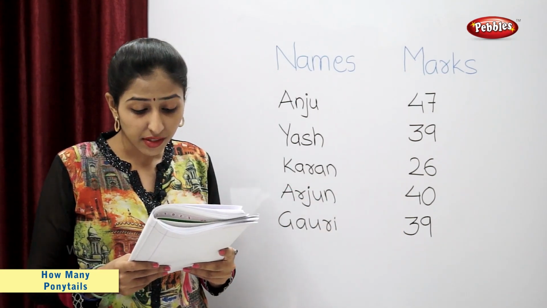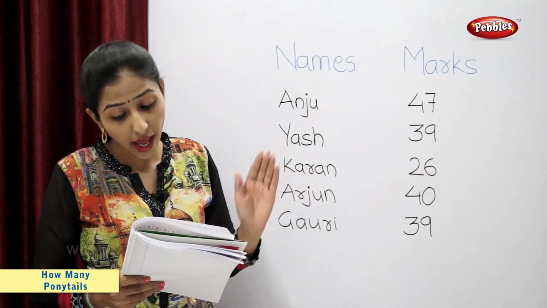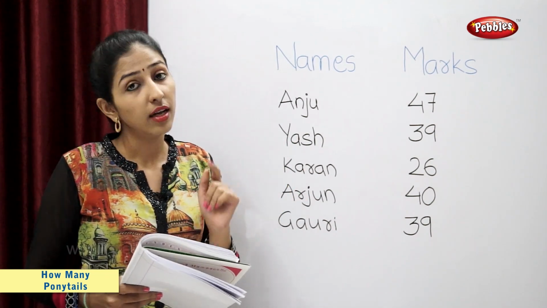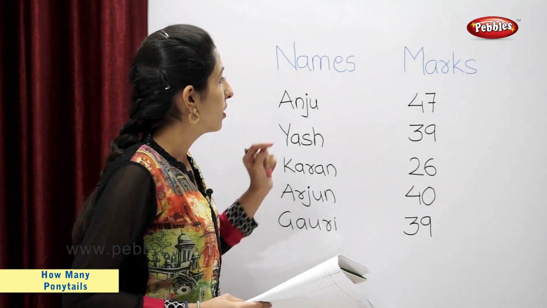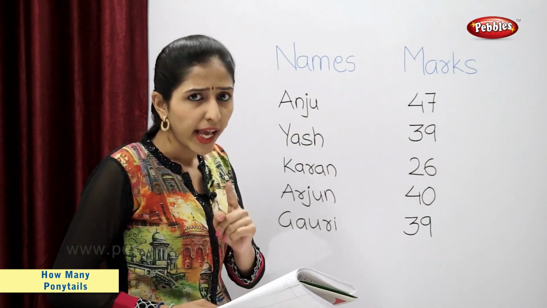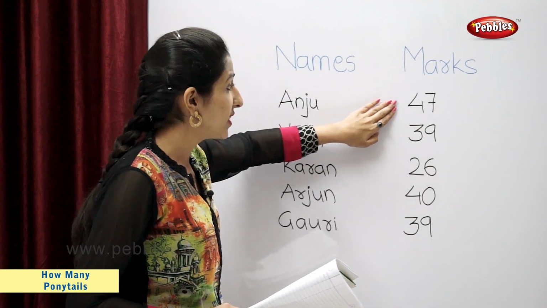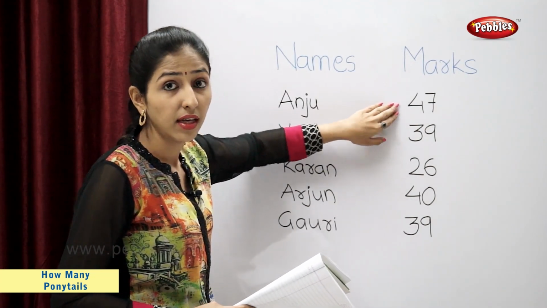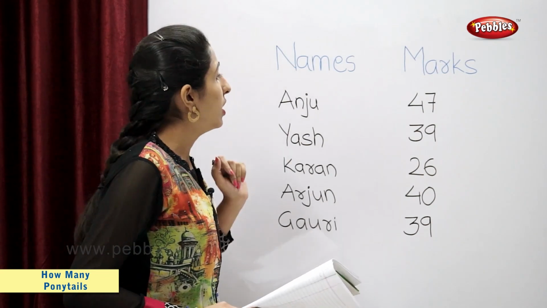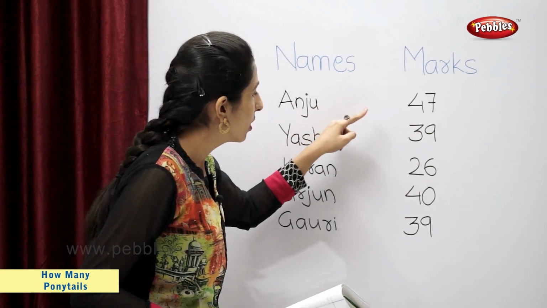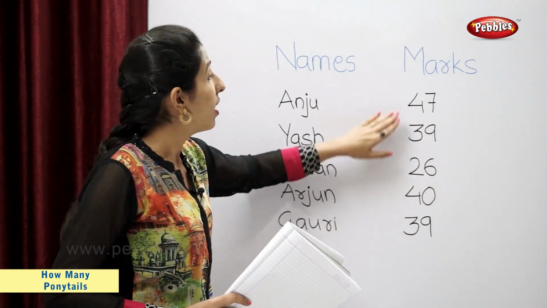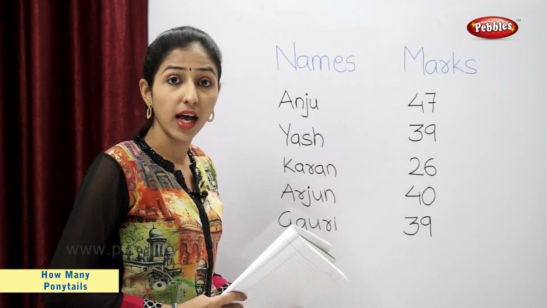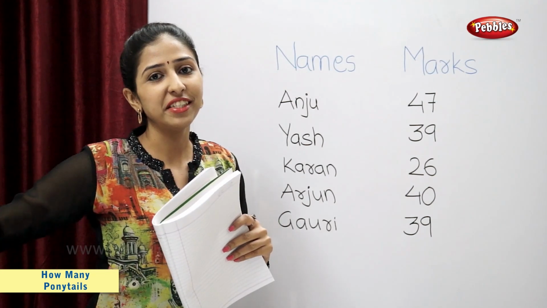What is the difference between the highest and the lowest marks? Let's find this out. As we know, 47 are the highest marks. Now let's find the lowest marks. 26 are the lowest marks. Now let's find the difference.